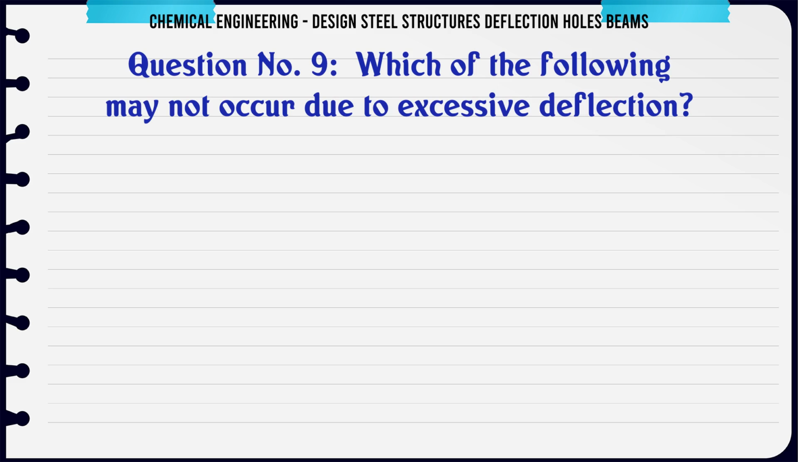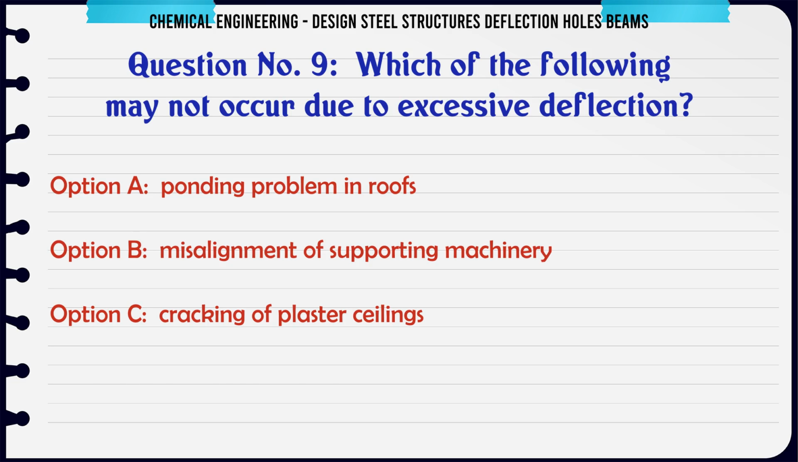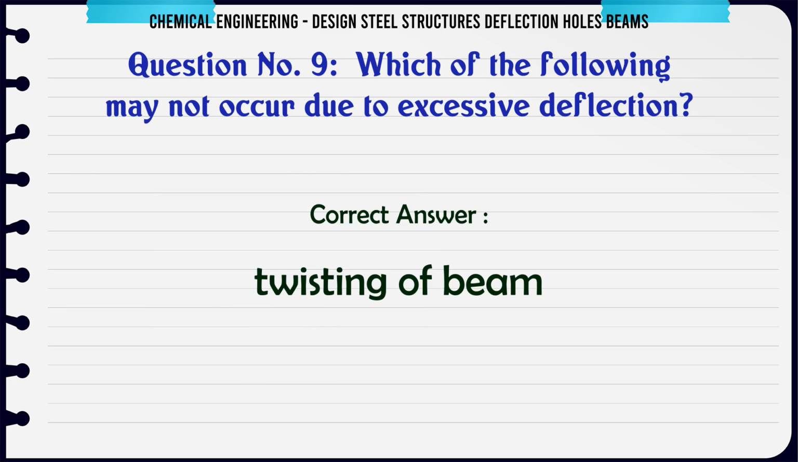Which of the following may not occur due to excessive deflection? A. Ponding problem in roofs. B. Misalignment of supporting machinery. C. Cracking of plaster ceilings. D. Twisting of beam. The correct answer is twisting of beam.